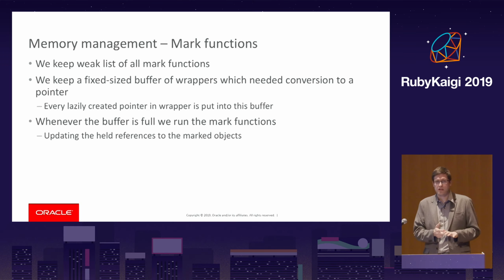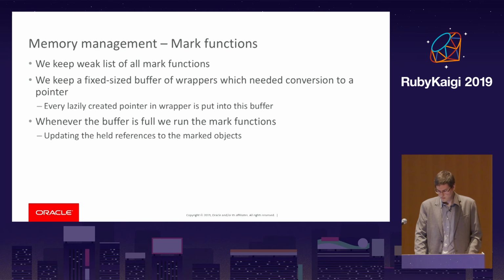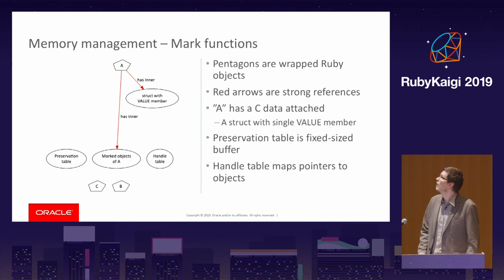And when this fixed size list is full, we run all the marking functions, and at that point we create strong references from the objects which are holding other objects through their C data, through the mark function. And then we can clear out the fixed size buffer, because we no longer need the references from there, because they are moved to the list of marked objects from the initial Ruby object. I hope that will be clear with a picture.